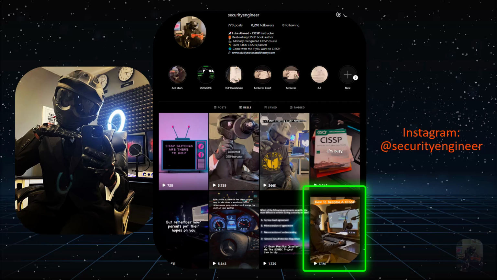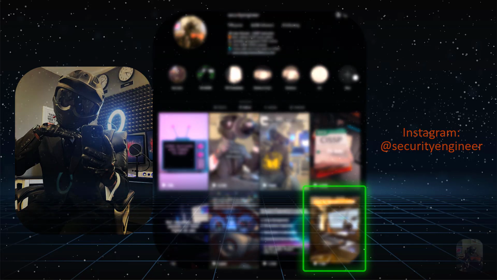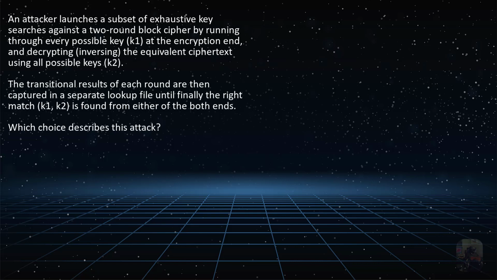Okay, you ready for the CISSP practice question? It's tough. An attacker launches a subset of exhaustive key searches against a 2-round block cipher by running through every possible key at the encryption end and decrypting the equivalent ciphertext using all possible keys. The transitional results of each round are then captured in a separate lookup file until finally the right match is found from either of the both ends. Which choice describes this attack?